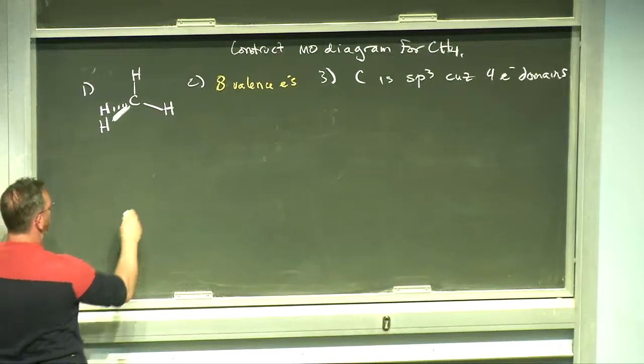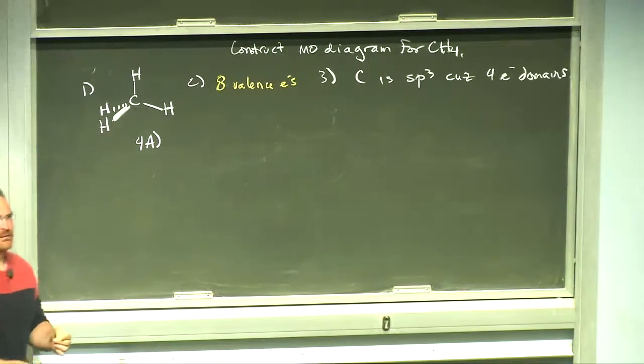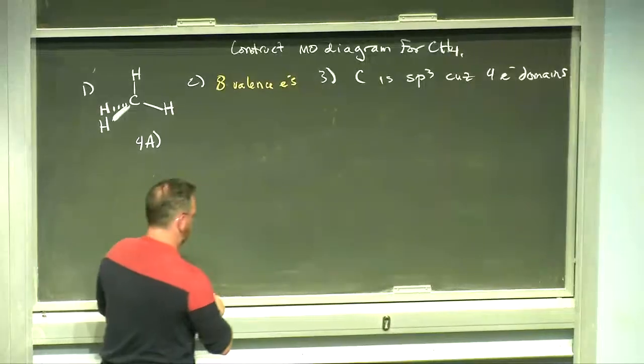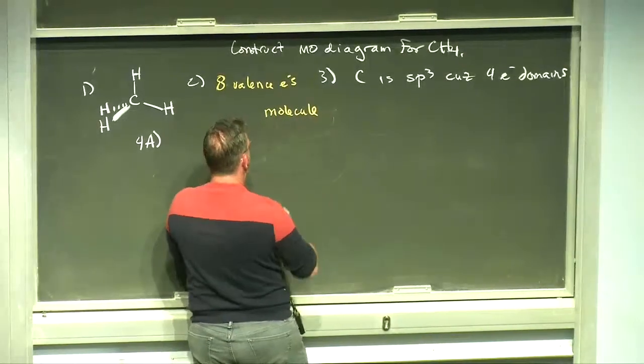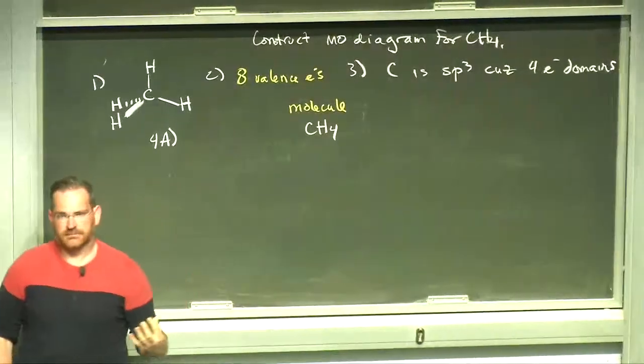Okay, now let's go through the work. 4A. Let's set up this new MO diagram construction. Now in this, it's a little bit different. The middle is still the middle. So we've got our molecule in the center. So that's our CH4. But what do we put to the left and to the right?